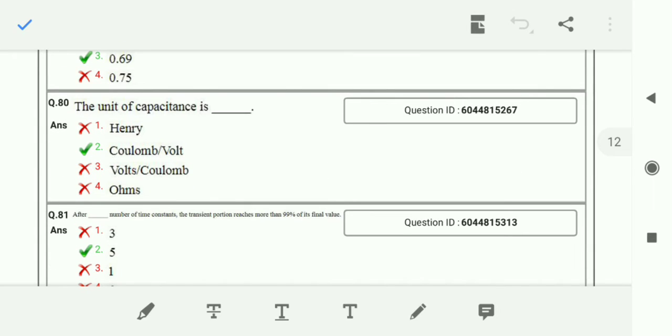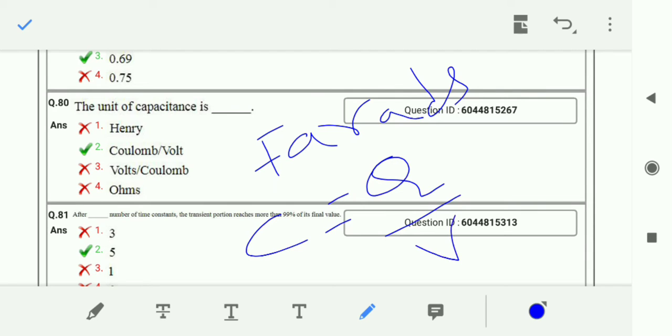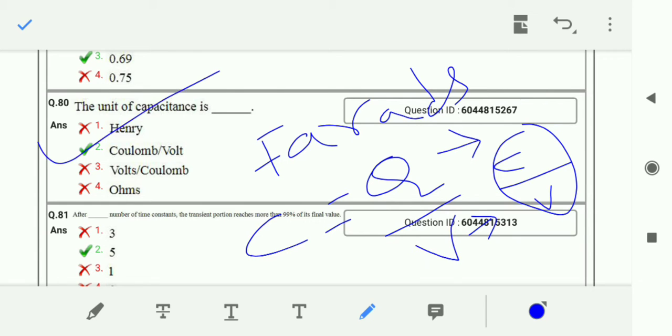The unit of capacitance is what? We all know it is farad. But if you observe carefully, in the options he has not mentioned farad, so we have to go for another option. If you observe, C equals Q by V. The unit for charge is coulombs, and the unit for voltage is volts. So that is coulombs per volt. So option 2 is the right answer.